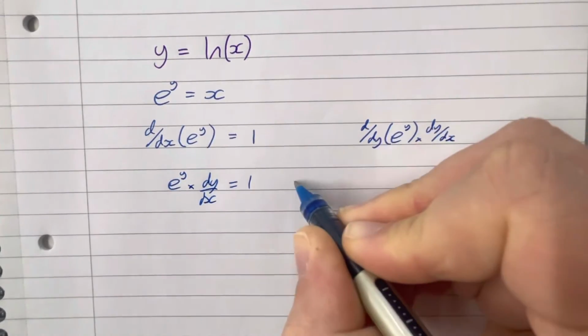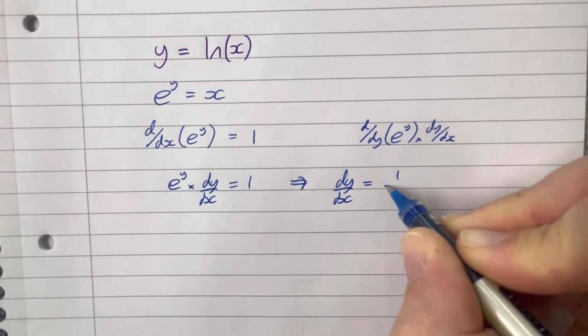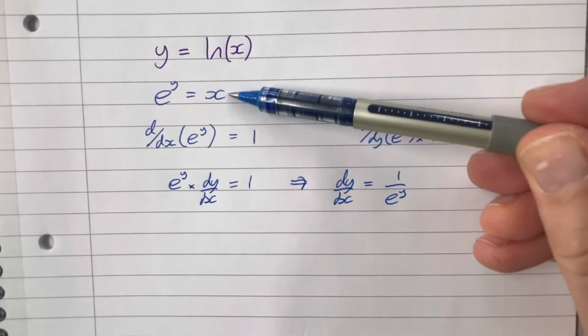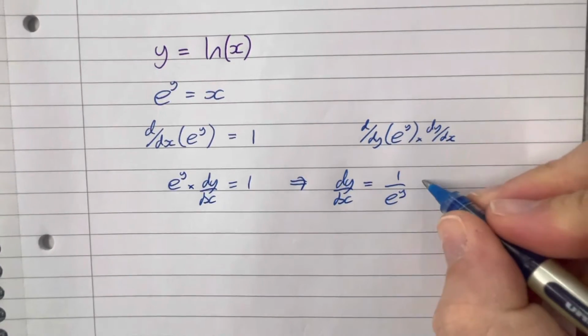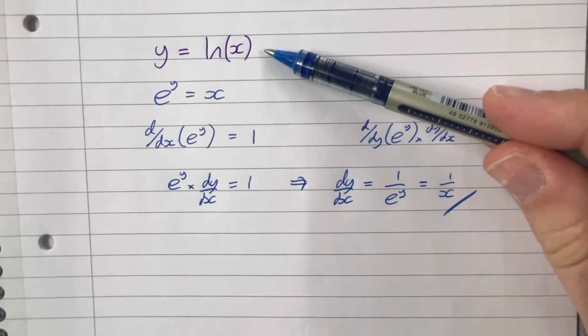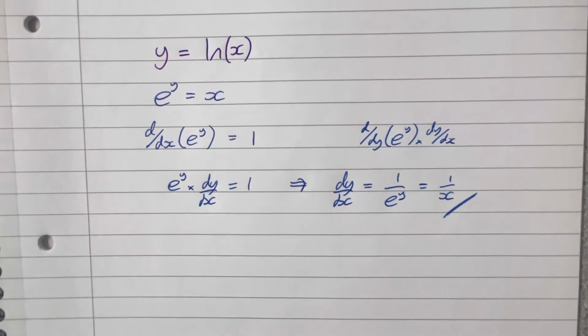That's going to equal the number 1. That tells us then that dy by dx is just 1 over e to the y, but e to the y is x. So therefore that is just 1 over x. So we can see that if y equals log x, then dy by dx is 1 over x. Okay, so that's nice and straightforward.